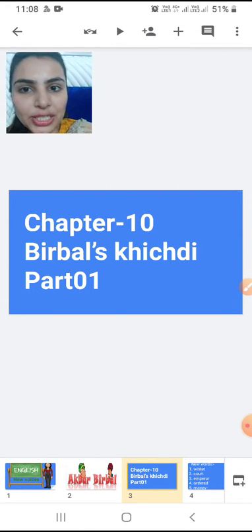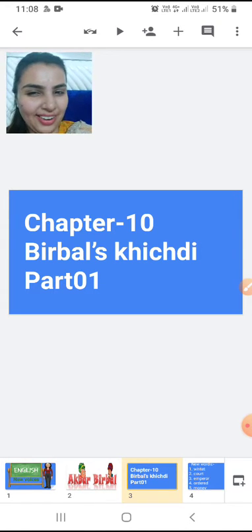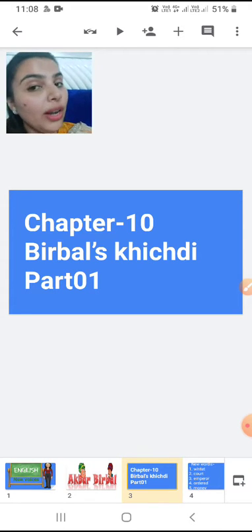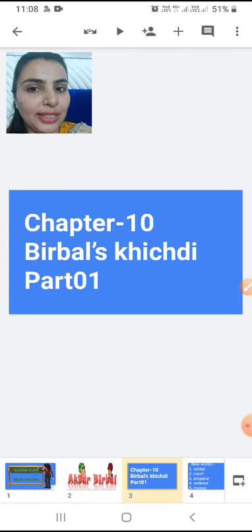Khichdi, that dish which is made of dal and chawal, and it looks very yuck. It contains lots of proteins, that is why it looks yuck, but it is very good for your health. So you should eat khichdi. Okay. So the name of the chapter is Birbal's Khichdi. Now you may wonder what it means, Birbal's Khichdi?